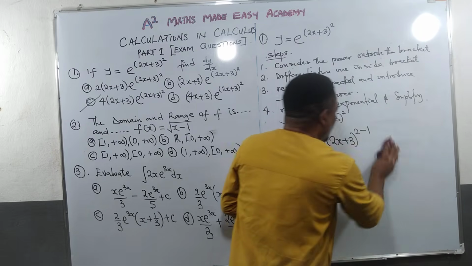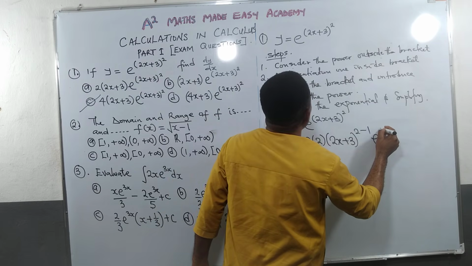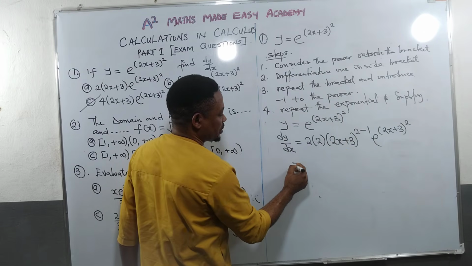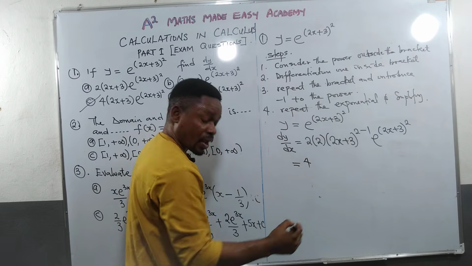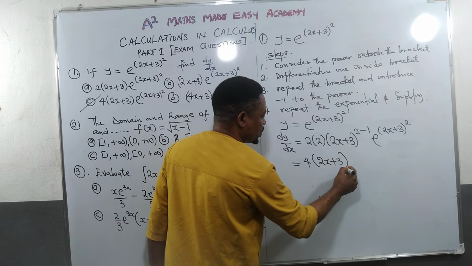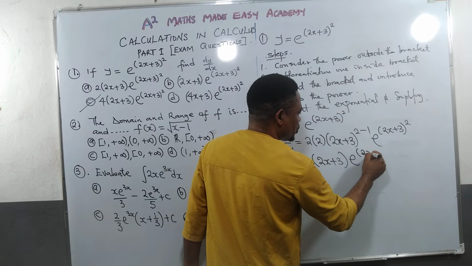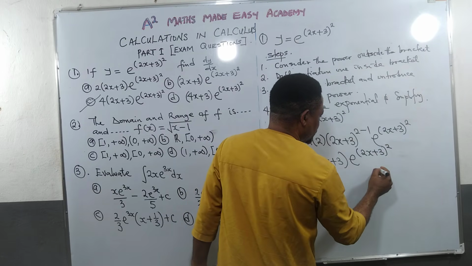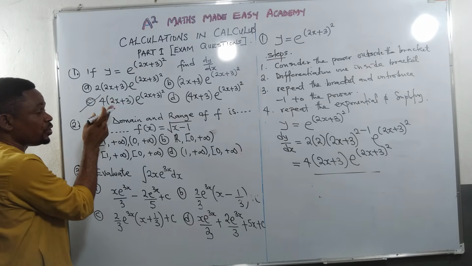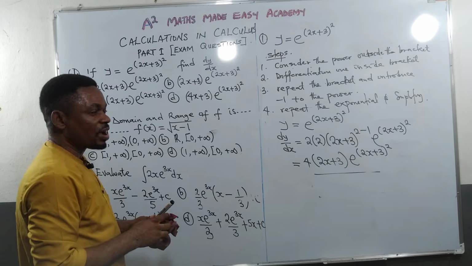Are you with me? Then the next step is to repeat the exponential. This is exponential 2x plus 3 raised to the power of 2. Let's get the final answer. Now 2 times 2 will give us 4. Then you open the bracket. This is 2x plus 3. Close the bracket. 2 minus 1 is 1. Then exponential of 2x plus 3 all raised to the power of 2. And that is the final answer. Can you see that it is exactly the same as the one we got using the formula and also the shortcut? So the correct answer in the option is option C. Have I made myself clear?